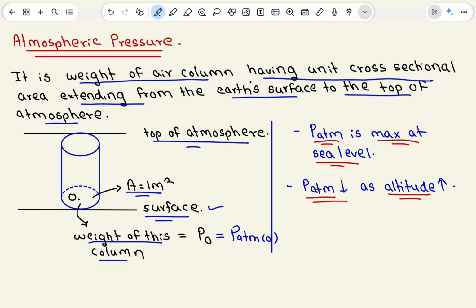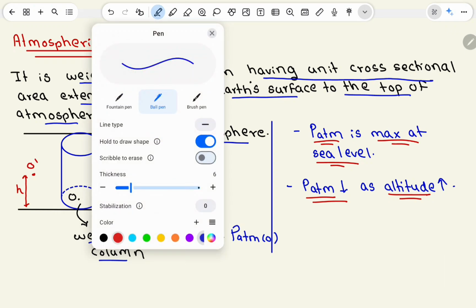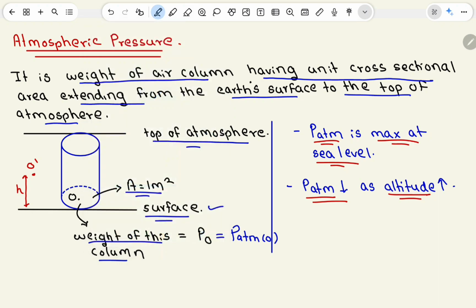And it is quite evident because let's say we go to a point which is at height h above the Earth's surface. Let us call this point O dash. At this point, if I want to find the atmospheric pressure acting on me, what I need to do again is draw a cylindrical column that extends from my position up till the top of the atmosphere. The cross-sectional area of this cylindrical column is again 1 meter square.